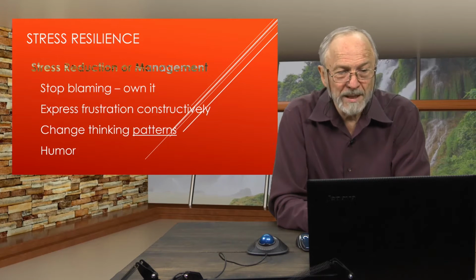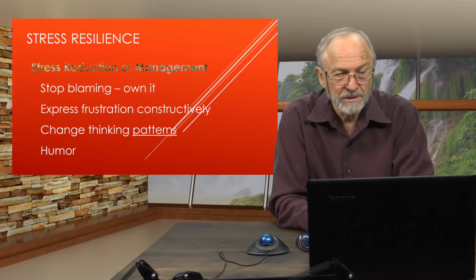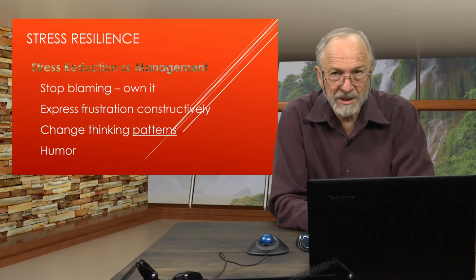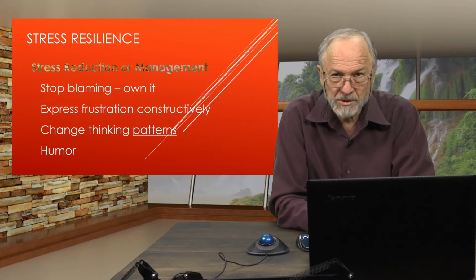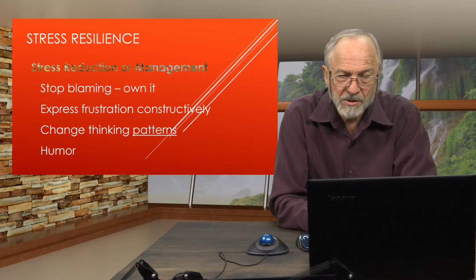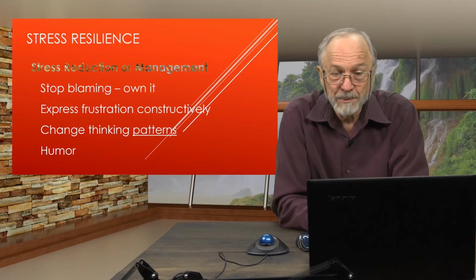We can stop blaming others. We can own our own behavior. A part of that would be expressing or clarifying our emotions and our frustrations, but we need to do it in a constructive, non-aggressive way. That would be one way of eliminating anger and aggression.